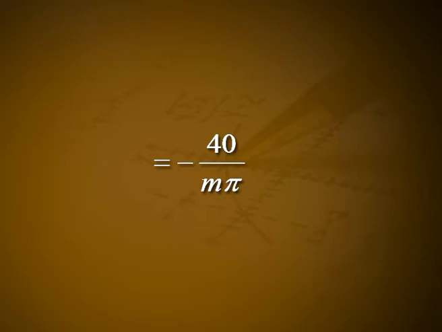That is equal to minus 40 by n pi into (1 plus cos n pi), which is equal to minus 40 by n pi into (1 plus (minus 1) raised to n). That is equal to 0 if n is even, and minus 80 by n pi if n is odd, which is equal to minus 80 by 2m pi, where n is equal to 2m, m is equal to 1, 2, 3, etc., which is equal to minus 40 divided by m pi.